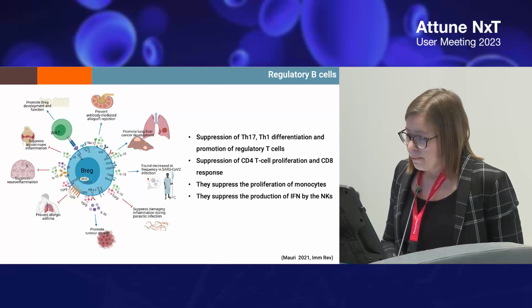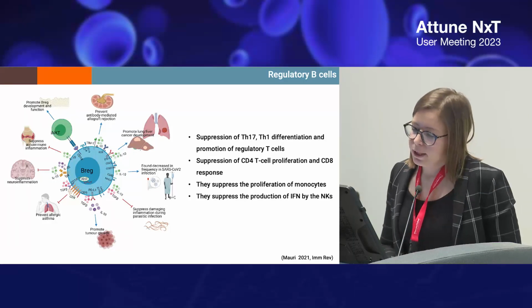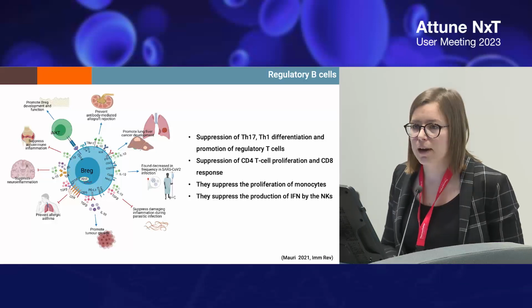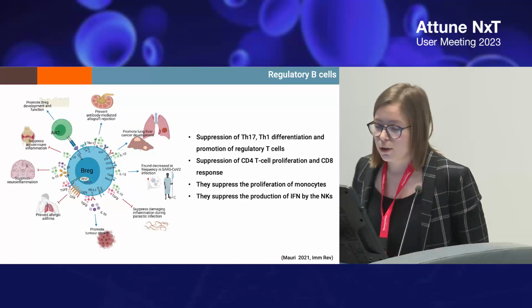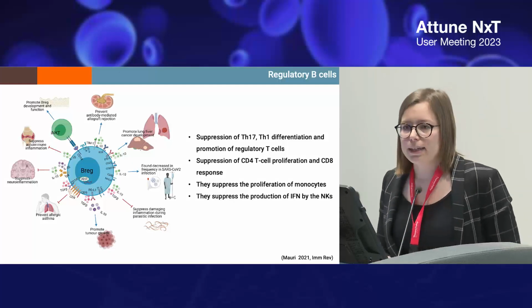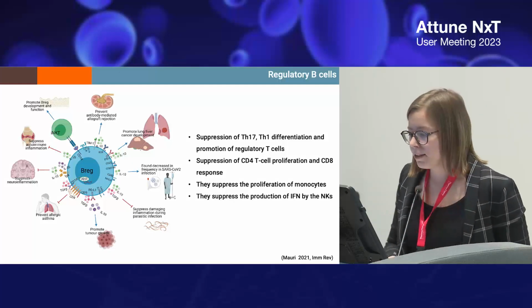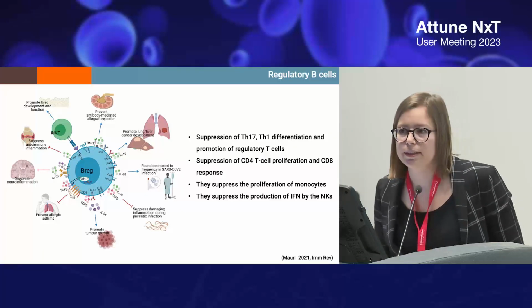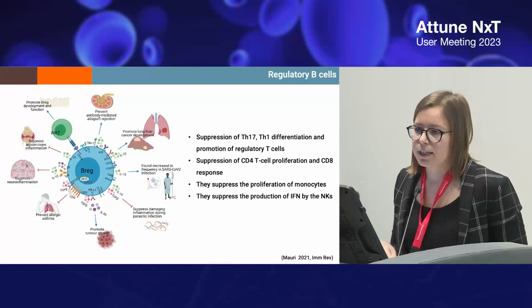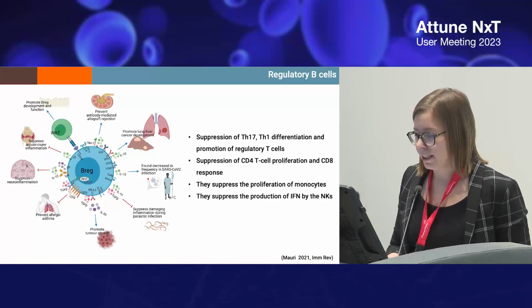Well, the main problem with these cells is that there is no unique surface marker to identify them. You can choose your favorite, let's say, Breg subset, but there is no unique marker that allows you to identify this population, like, for example, FOXP3 for regulatory T cells.